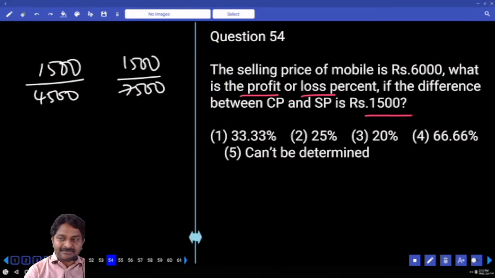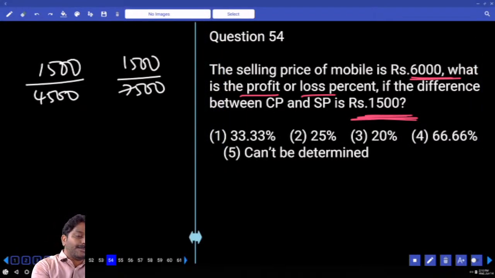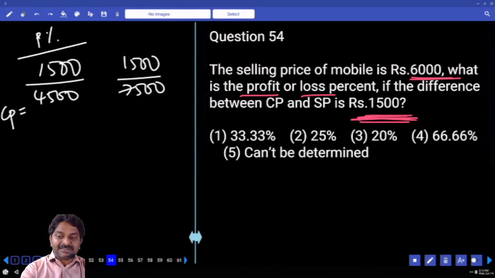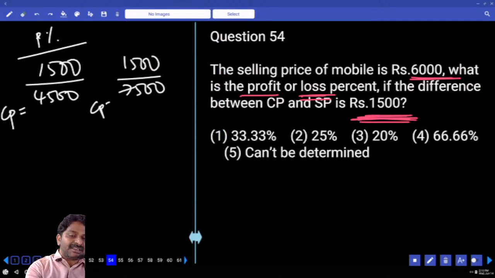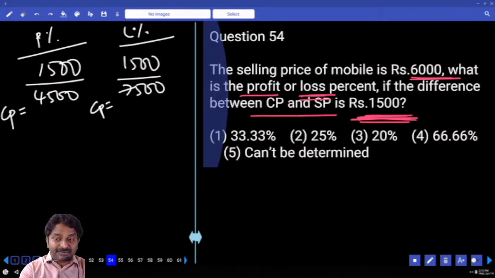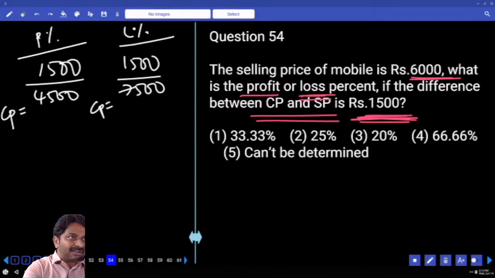If 1,500 is profit, as the selling price is 6,000, the cost price becomes 4,500. This is going to be the profit percentage. If 1,500 rupees is loss, then the cost price is equal to 7,500. In that case, the loss percentage is equal to this much. They mentioned the difference between cost price and selling price. Difference of A comma B means it may be A minus B or B minus A. So that 1,500 may be a profit or it may be a loss.